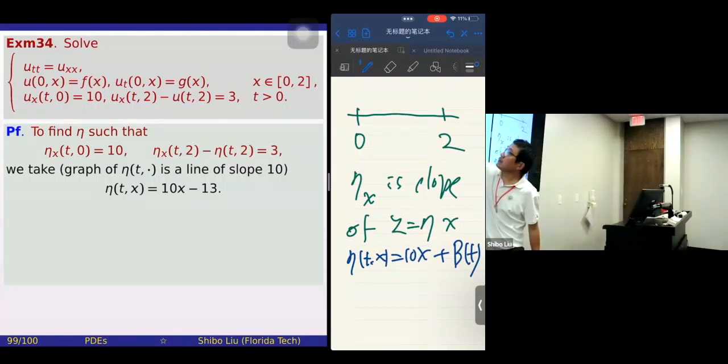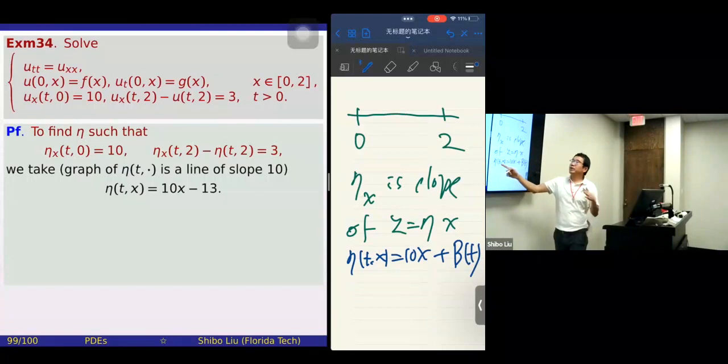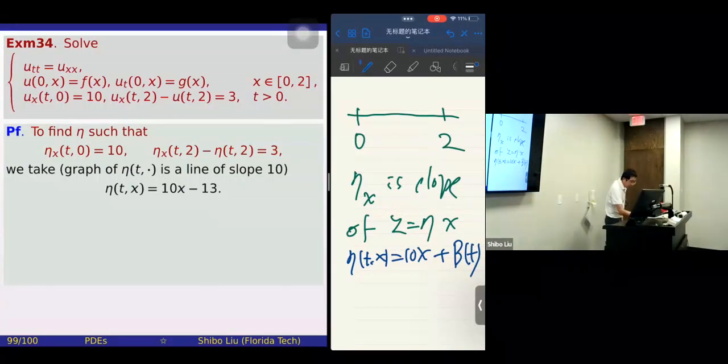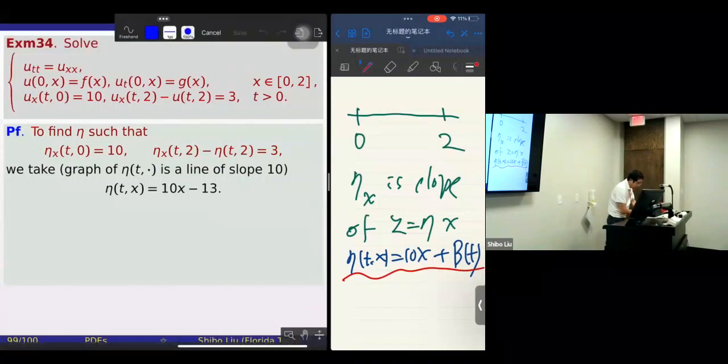Because the partial derivative with respect to x is 10, it is reasonable to assume that the graph of eta as a function of x is a line. The slope is 10, therefore 10x. But we still have a constant term, and it depends on t. We assume that it is b(t). Then such an eta already satisfies this condition.